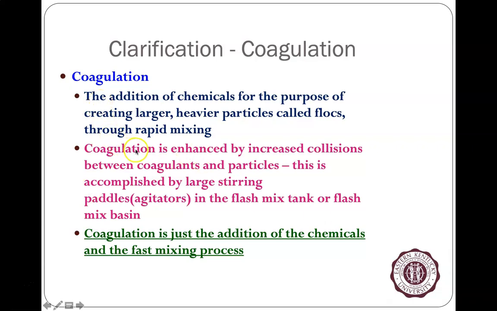Coagulation is the enhancement of collisions between coagulants and particles. This process is accomplished by large stirring, often with paddles or agitators, in what's called the flash basin or flash mix of a water plant. Coagulation itself is just the addition of the chemicals and this mixing process. So the rapid mixing process is the coagulation: the addition of the chemicals and the mixing.